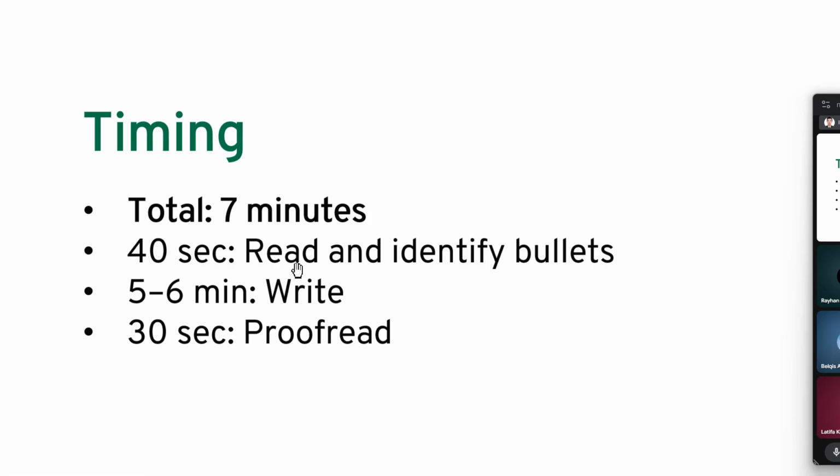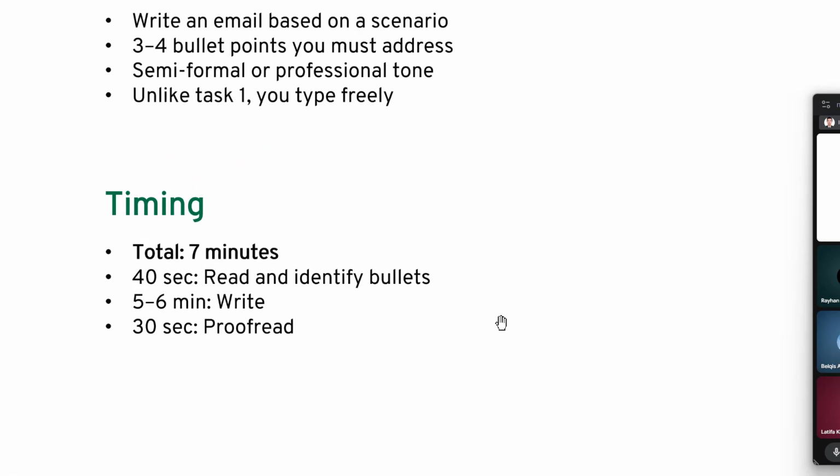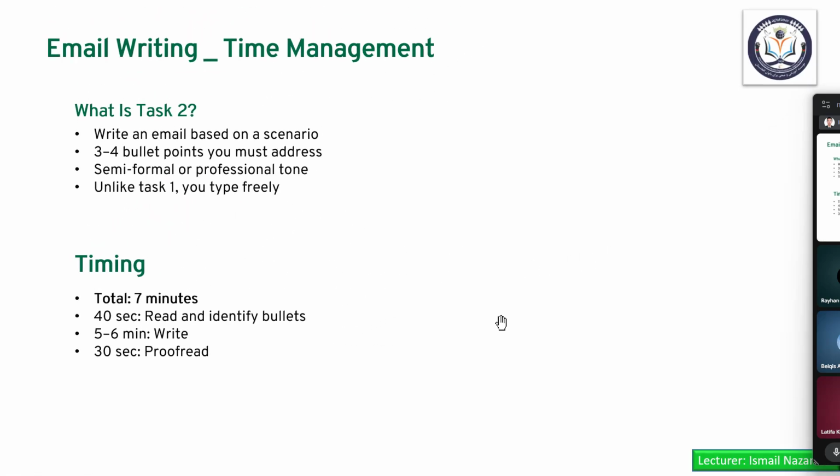The first 40 seconds, read and identify the bullet points. 5 to 6 minutes, write your complete email, addressing all the 3 bullet points. And finally, focus on proofreading in the last 30 seconds. So it is the time management. We can go ahead with that one.